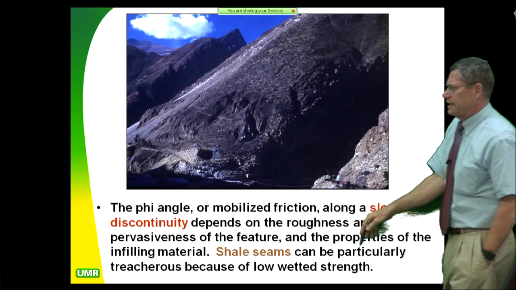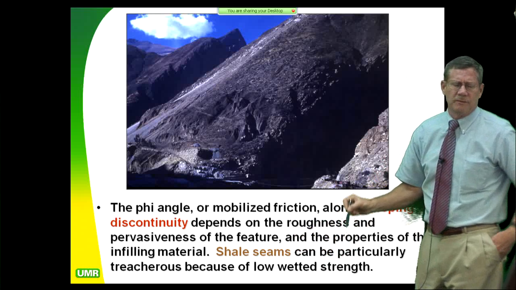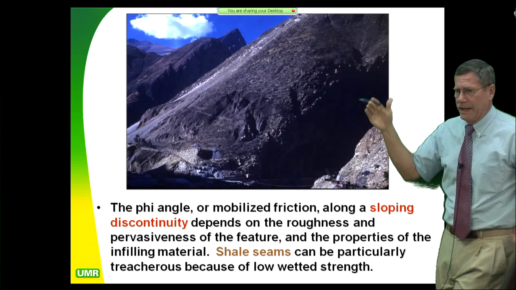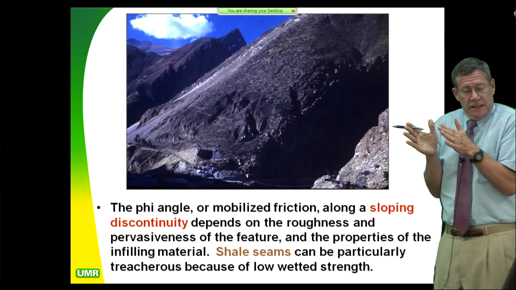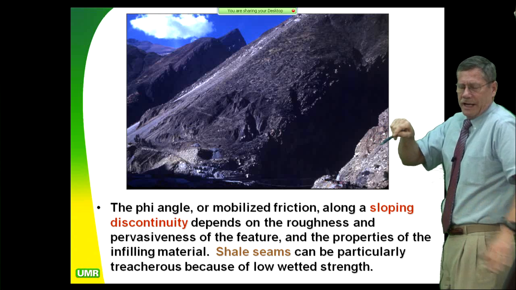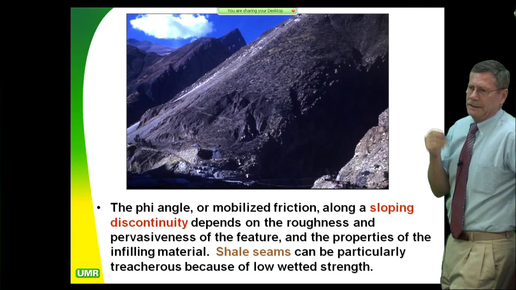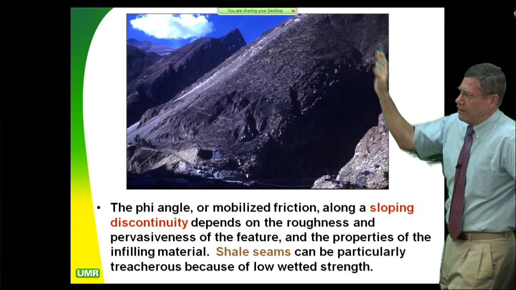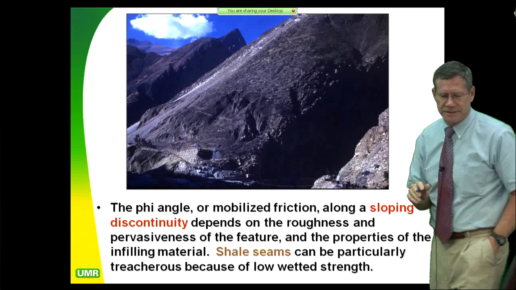So what happened here is you have a low wetted strength, and you have a strain softening material, an overconsolidated shale. And how did it get overconsolidated? Well, through burial and tectonic activity. So it's very dense, but once it starts moving, it loses strength with increasing strain. We call that a strain softening material. Overconsolidated shale seams are usually associated with all the world's major landslides. It's very, very treacherous stuff.